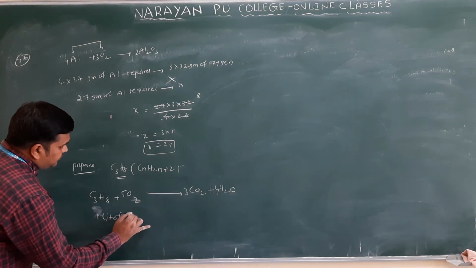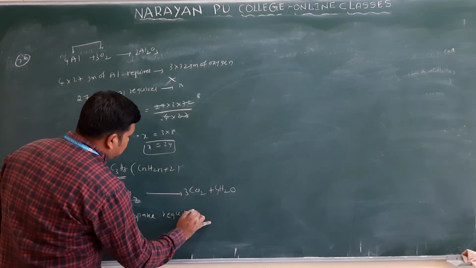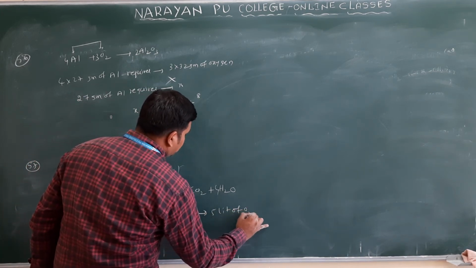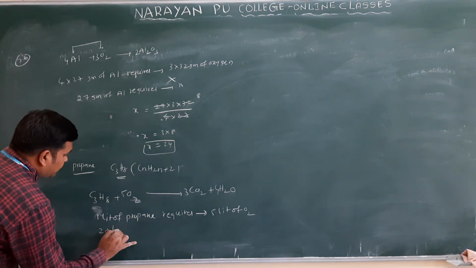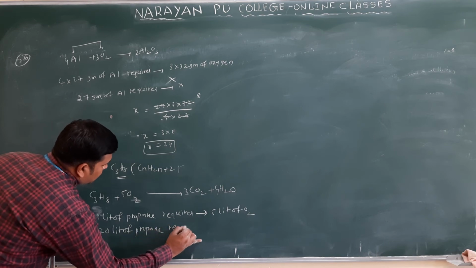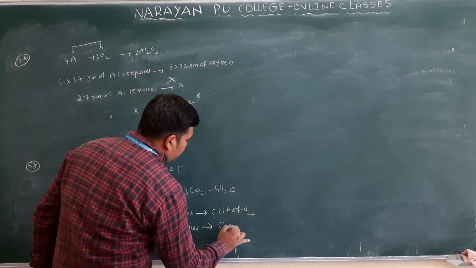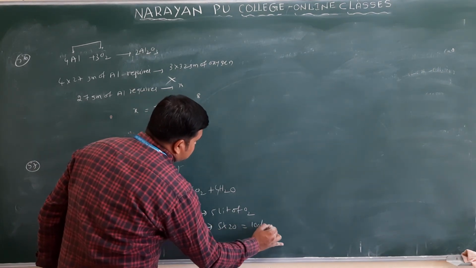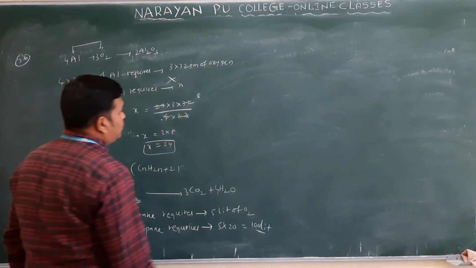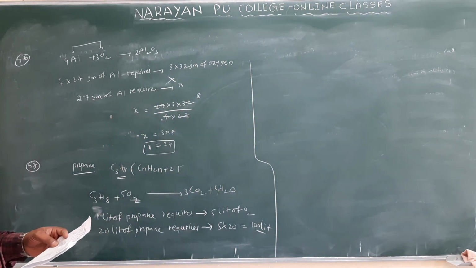1 liter of propane requires 5 liters of oxygen. But in the problem how much is given? 20 liters of propane requires how much? 5 into 20. I will write here 5 into 20. How much? This is 100 liters. So what is your answer? Your answer is option 4 for this question only. So this is question number 57 only.